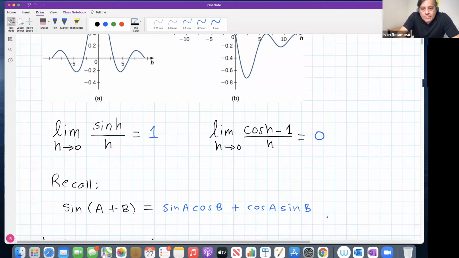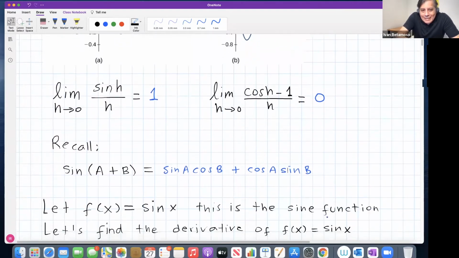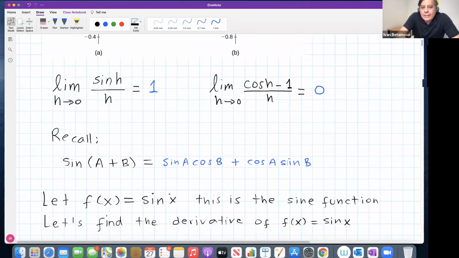Okay, so now it is time to figure out the derivative of this basic trigonometric function first. F of x equals sine of x. This is the sine function.